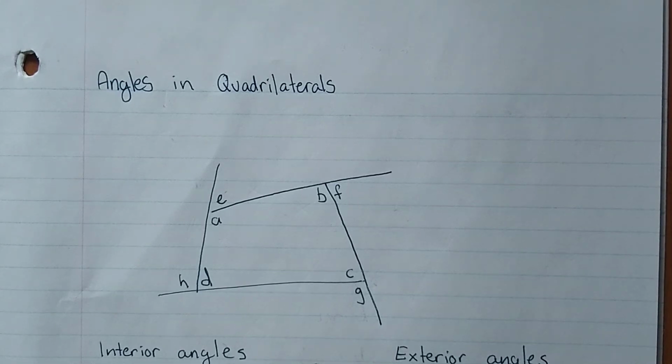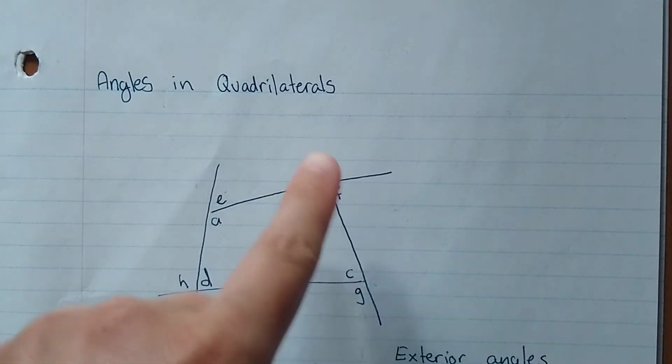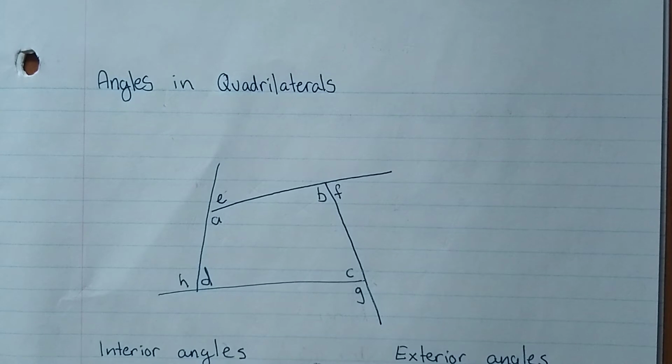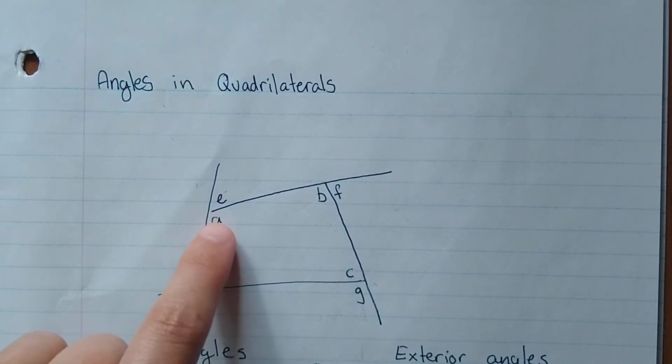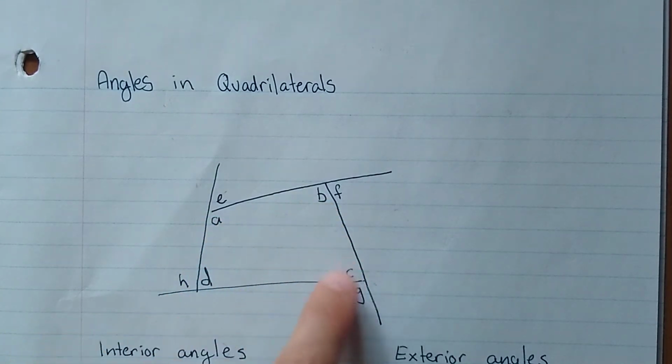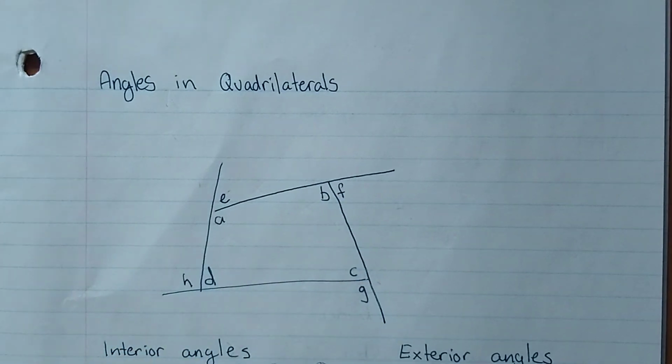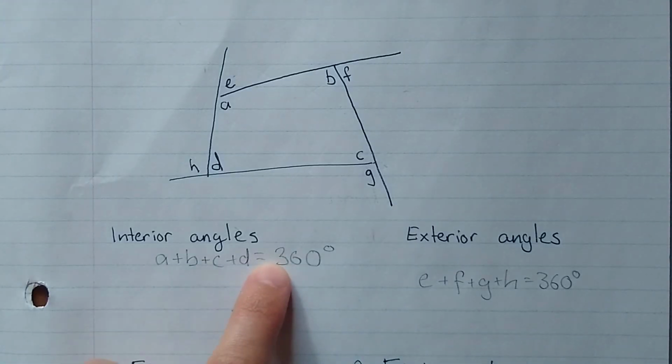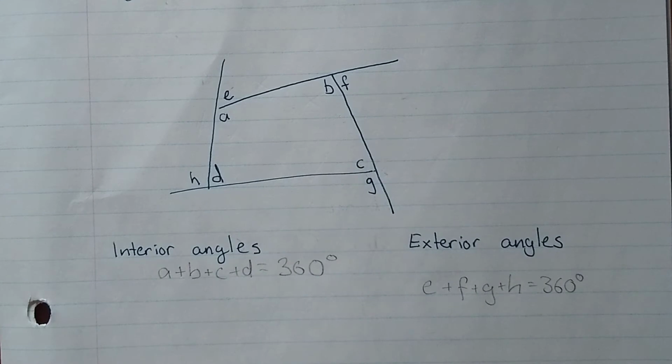So today we're looking at angles in quadrilaterals, and quadrilateral just means a shape that has four sides. So you'll see here 1, 2, 3, and 4 sides. And there's a rule for the interior angles. So these four angles on the inside, I've called them A, B, C, and D. If you add them all together, they'll equal 360 degrees.